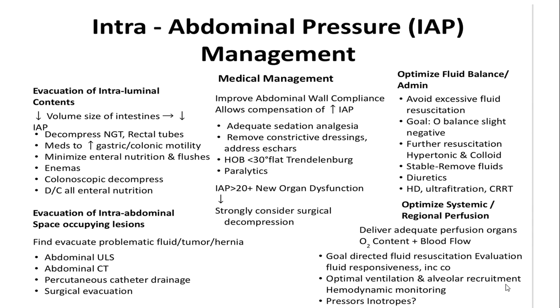First, evacuation of intraluminal content decreases the intestinal volume, which decreases the intra-abdominal pressure. This is done by nasogastric tube decompression, putting in rectal tubes, medicines to increase gastric and colonic motility like neostigmine and other prokinetics, and minimizing enteral nutrition and extra flushes. We can give enemas, colonoscopic decompression, and if it is not improving, then discontinue all enteral nutrition.